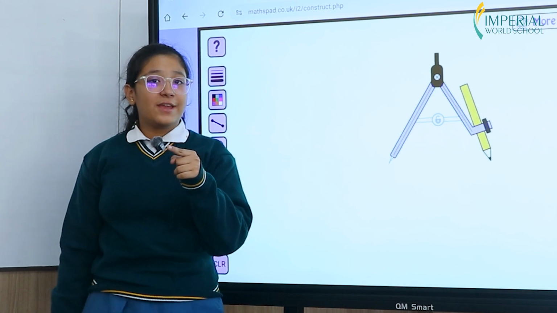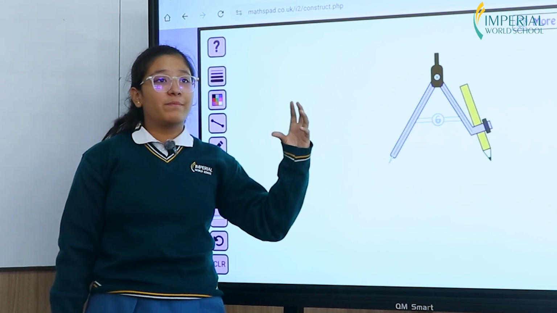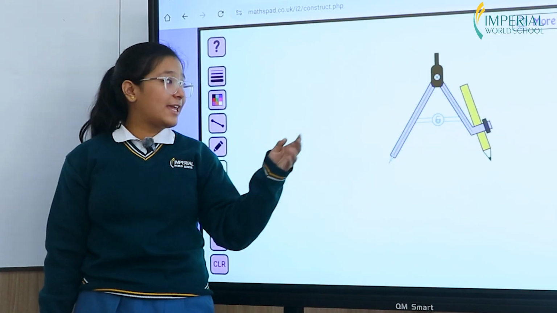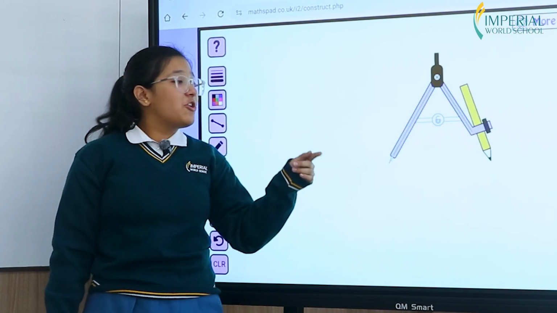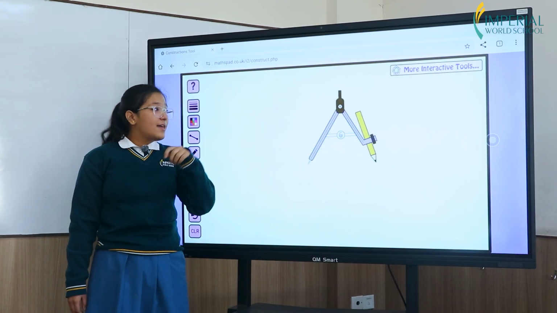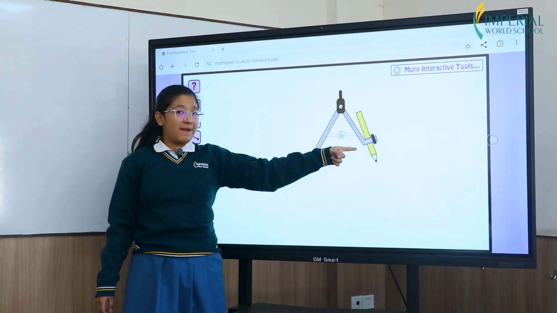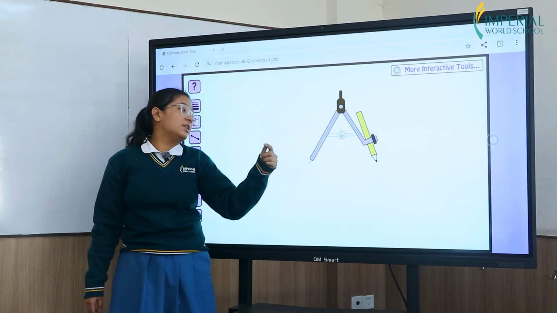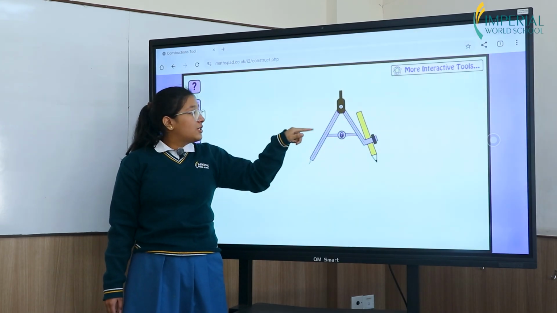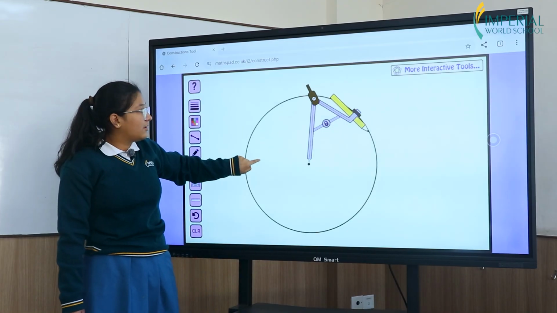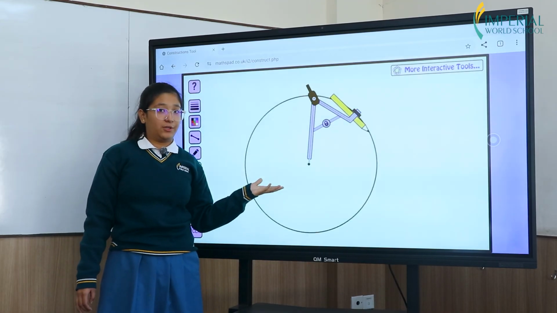The first step is to put this point on any part of the paper. I recommend making a point so that just in case your compass loses balance, you can put the needle back on that point in order to make it again. The next step is to put this pencil part, move it around to the exact position you need. Then you need to hold the top part and move it around the paper. Then you have your circle.